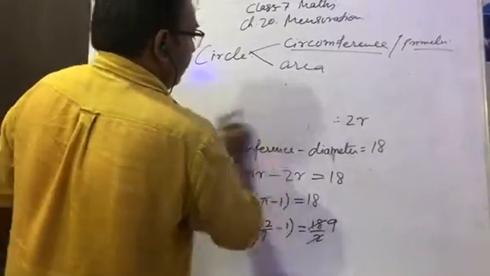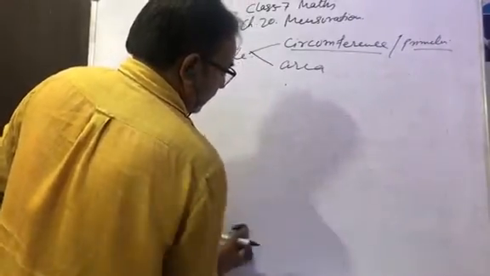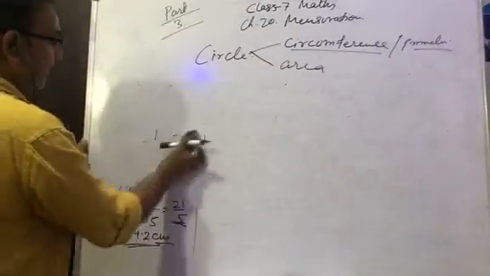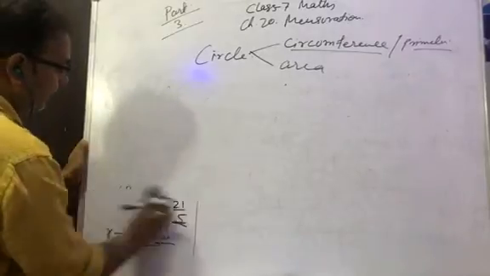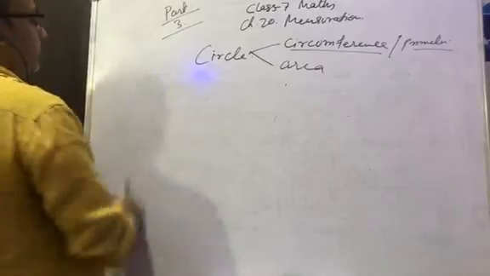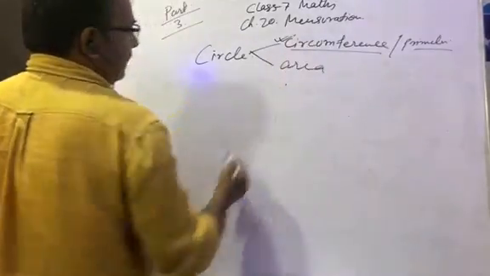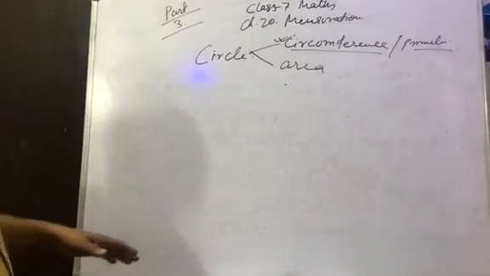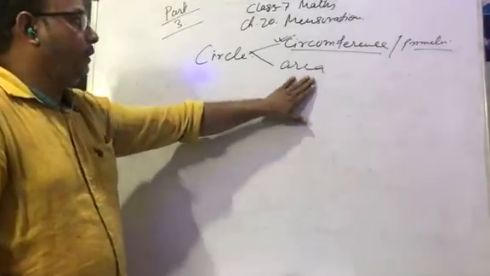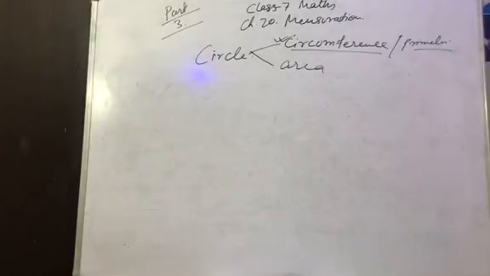So I think everyone is clear with circumference. In the next video, I will tell you about the area related to circle, basically the area of the circle. Now in this video, I think the circumference is clear to all. Now in the second video, I will tell you about the area of the circle.